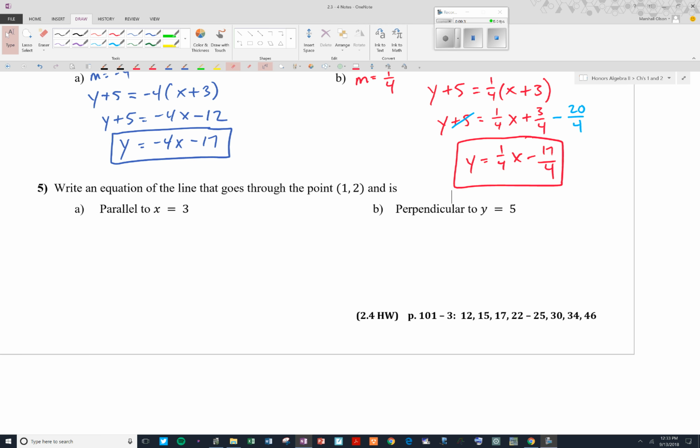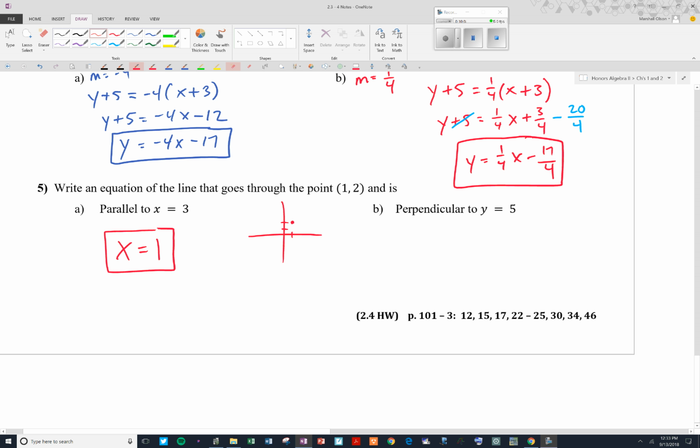All right. I like this next set. It seems pretty straightforward at first. Write an equation of the line that goes through the point 1, 2, and is parallel to x equals 3. Well, what kind of line is x equals 3? It's a vertical line. So think of the line that has to go through 1, 2. I'll just do a little sketch here. Here's 1, 2. That's got to be a vertical line, right? It's got to be a vertical line because it's parallel to x equals 3. So it's also going to be an x equals equation. It's going to be x equals 1.